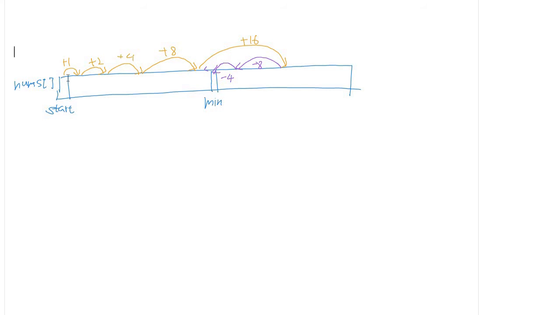I simply thought about a jumping mechanism increasing exponentially: plus 1, plus 2, plus 4, plus 8, and plus 16. It increases twice every time. And if we notice that it passed the minimum value, we decrease the jumping distance to half of the previous one, so minus 8 and minus 4 to move back to the minimum point.